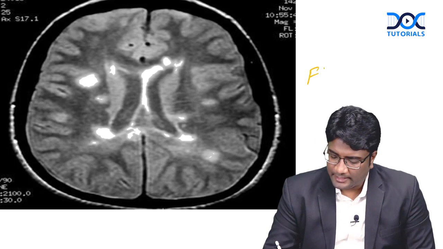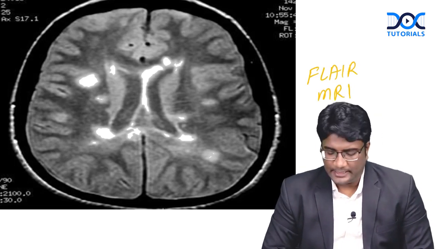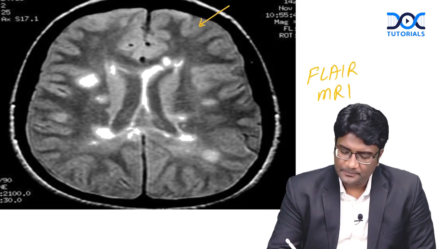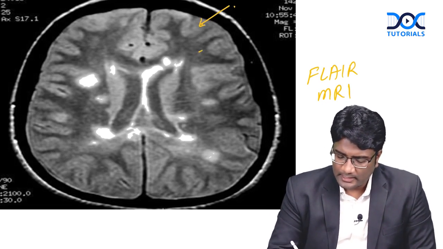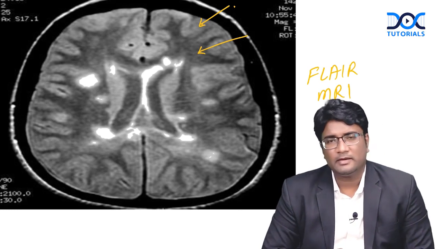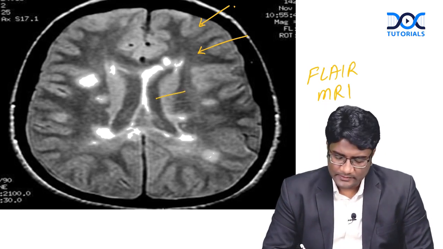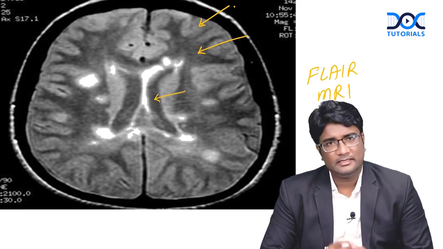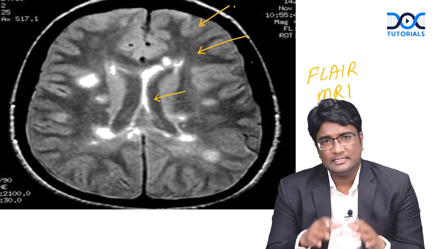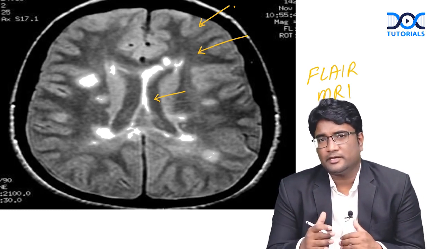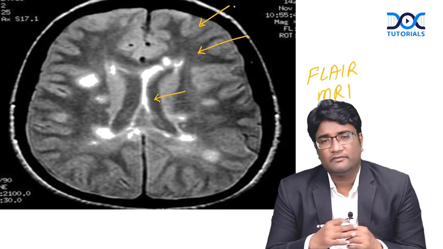And this is a FLAIR MRI. On this FLAIR MRI, I hope you are able to see that this is the outer grey matter. The grey matter appears white and this is the inner white matter. The white matter appears dark. And the CSF signal in the ventricles is appearing dark. So this is fluid suppressed, same as T2. Grey matter is white, white matter is dark, and fluid is suppressed. So this is FLAIR MRI.